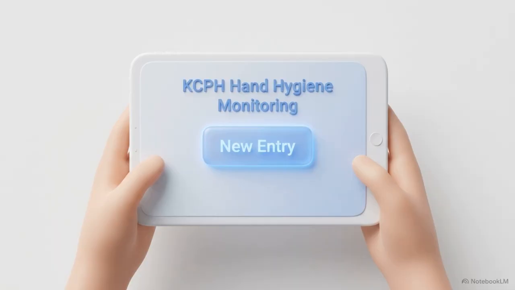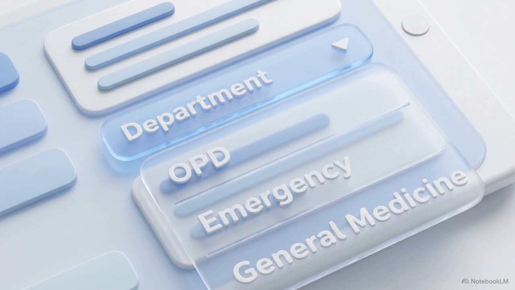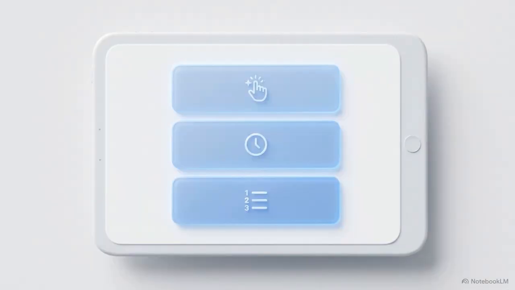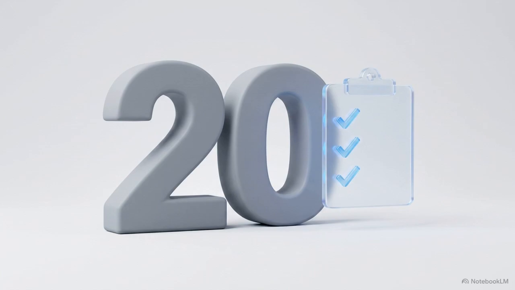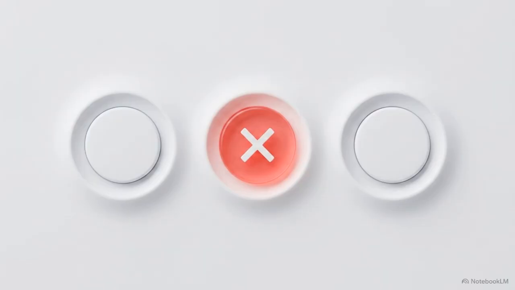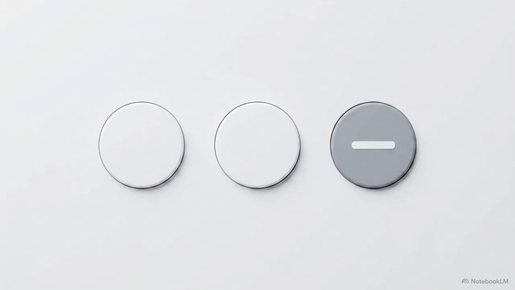Once your walkthrough is complete, open the KCPH monitoring tool on your device to begin the data entry phase. Start by inputting the metadata. Select your specific area from the 26 clinical and supportive departments, then enter your name, the current date, the staff role you observed, and the shift. The tool organizes your observation into 3 core evaluation categories: hand sanitation, the 5 moments, and the 6 steps technique. Together, these contain 20 distinct checklist items. For each item, apply binary scoring. Mark yes if compliant, no if missed or incorrect, and NA if it didn't apply.